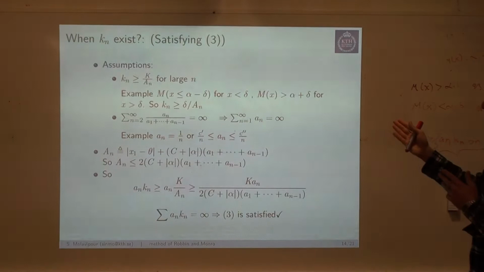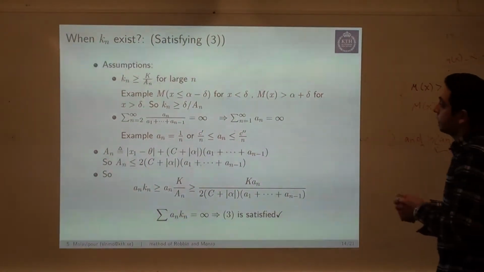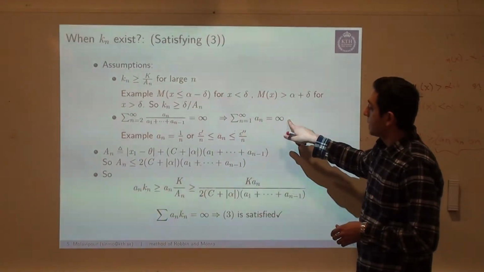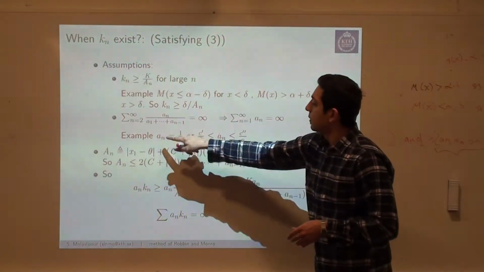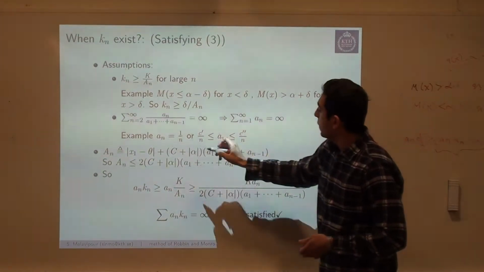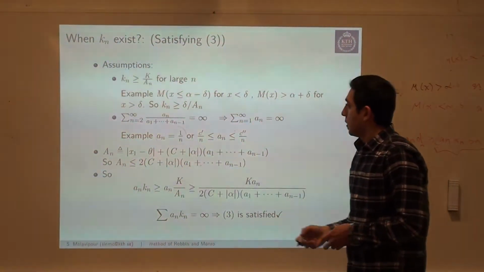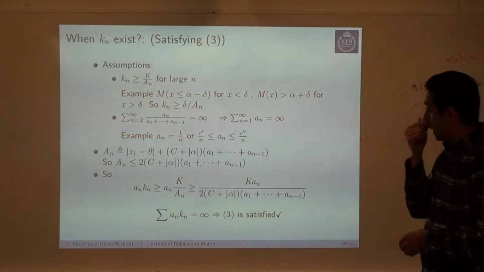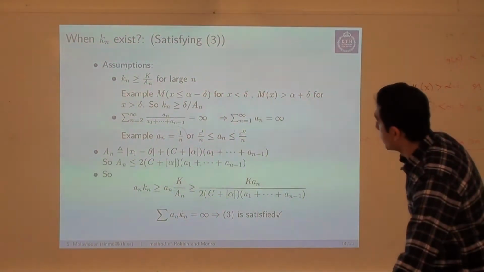But we put lots of assumptions, right? So we have to meet them all. One assumption is that this an satisfies that, but we said that we choose an to always be a function like 1 over n. And we also said that this kn should satisfy the above condition.